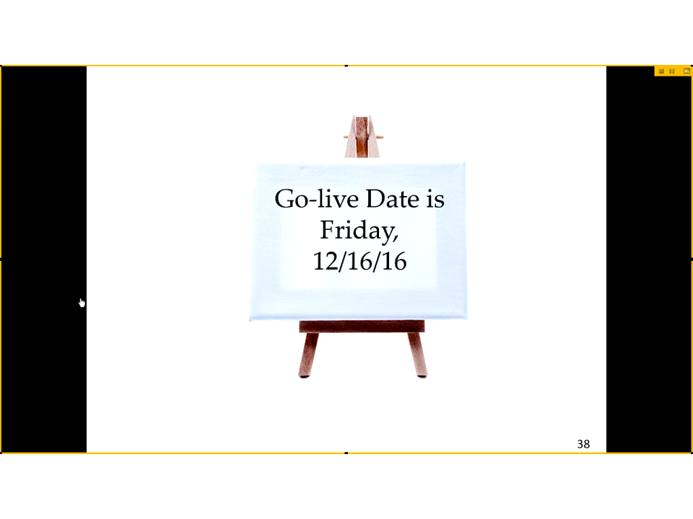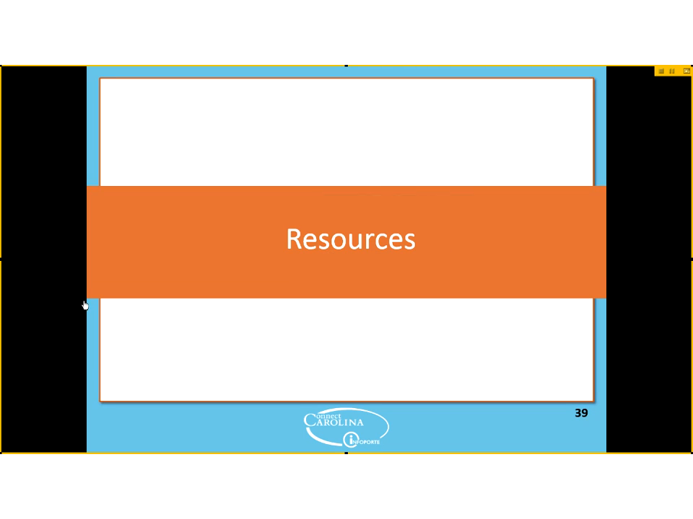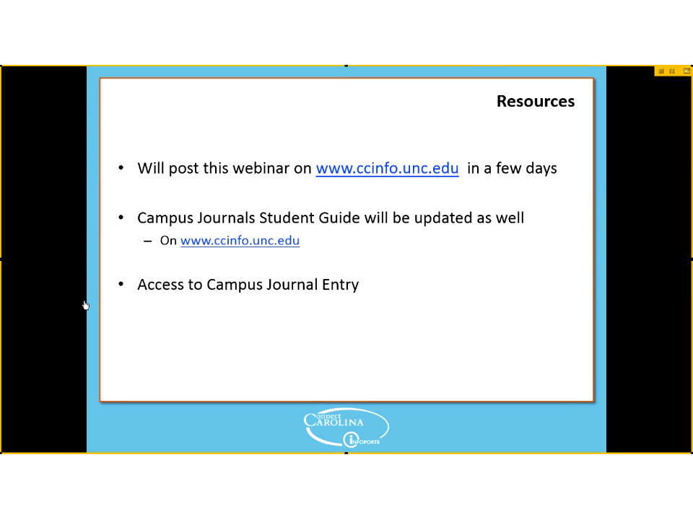So when is all this happening? Go live for this is this Friday, so 12/16. So if you log into the system this Friday, you should be able to go to Campus Journal entry in Connect Carolina, and you will see the changes there. So we just talked about the enhancements that we wanted to share with you, and also wanted to briefly touch on a few resources to help you along your journey.